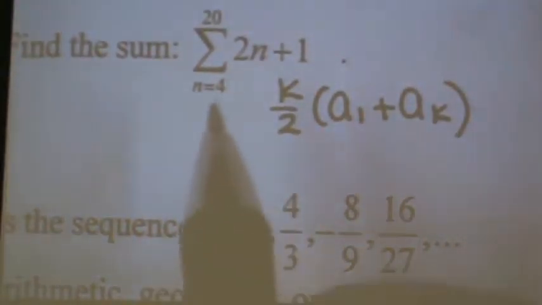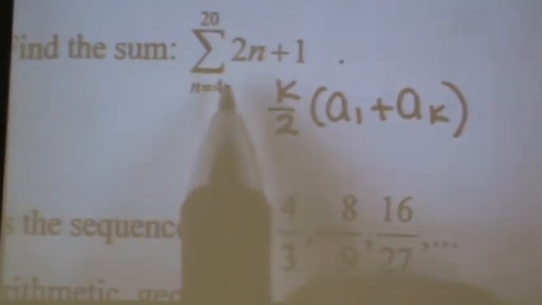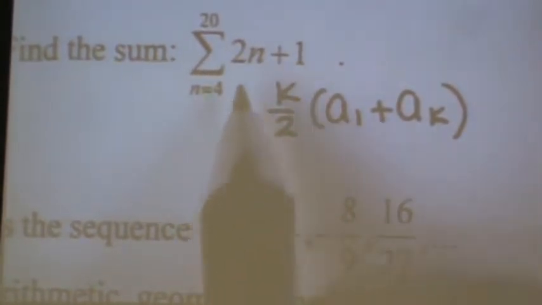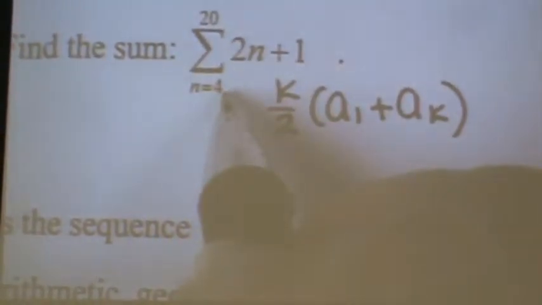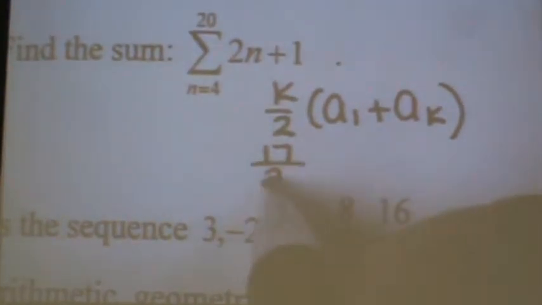How do you know how many terms you're going to add up? I don't want the first or the second or the third term, but I want the fourth, the fifth, the sixth, the seventh, the eighth. So how do we figure out how many terms? You take these two, subtract them, and then add 1. So there's 17 terms we're adding up.